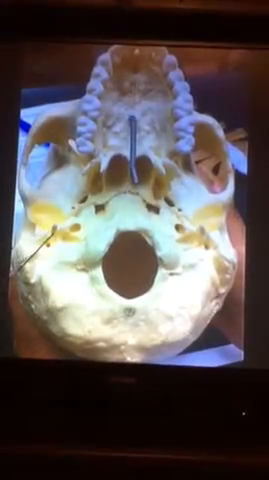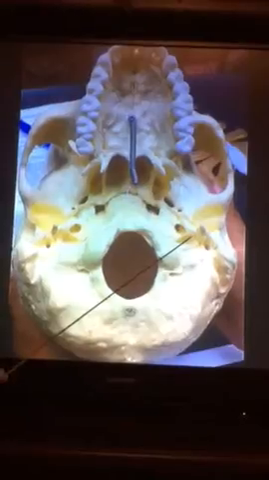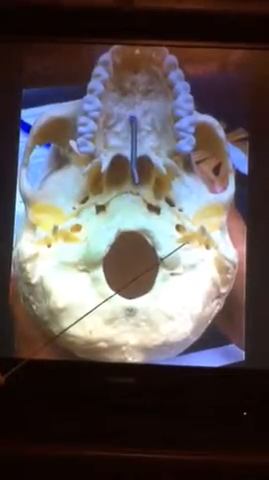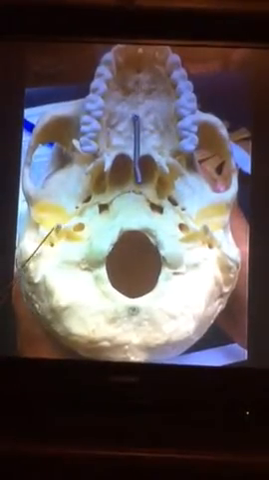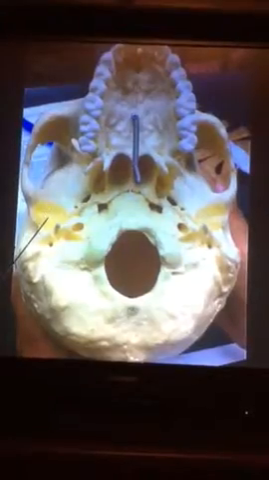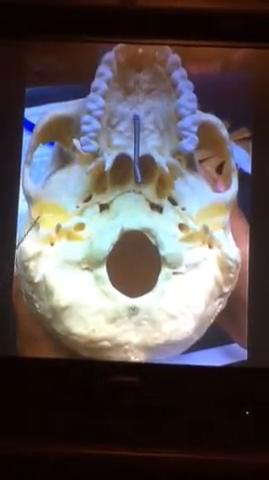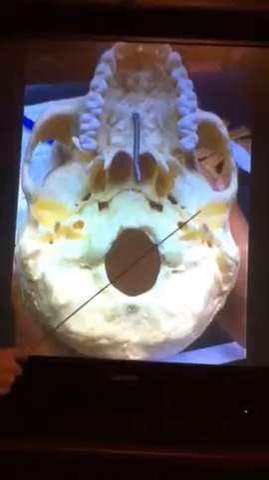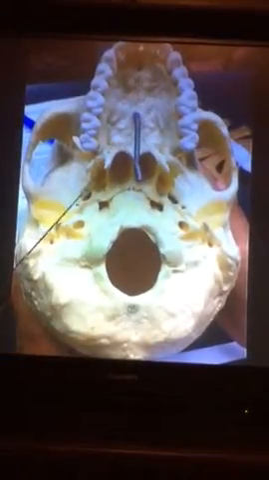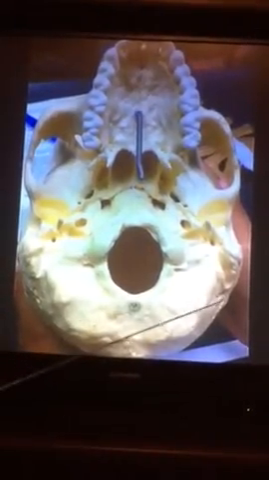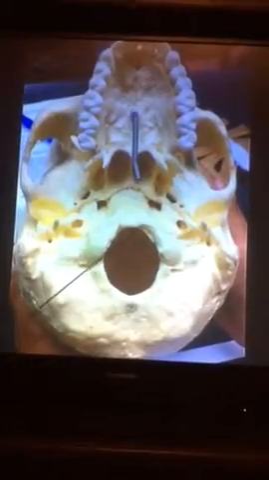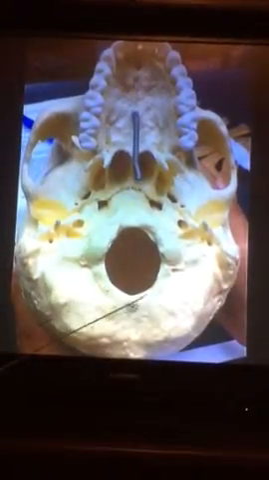These bones coming out are the styloid process of the temporal bone. Above it, we find the mandibular fossa, these two off to the side. The parietal bone back here. This entire bone is the occipital bone.